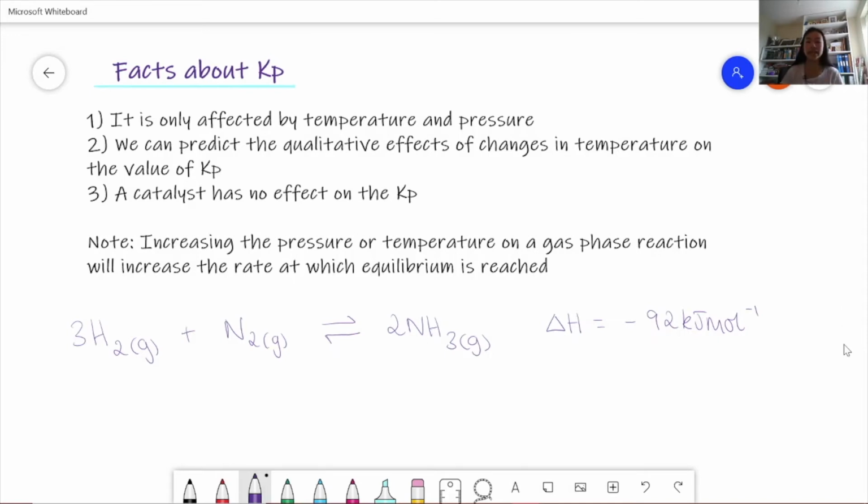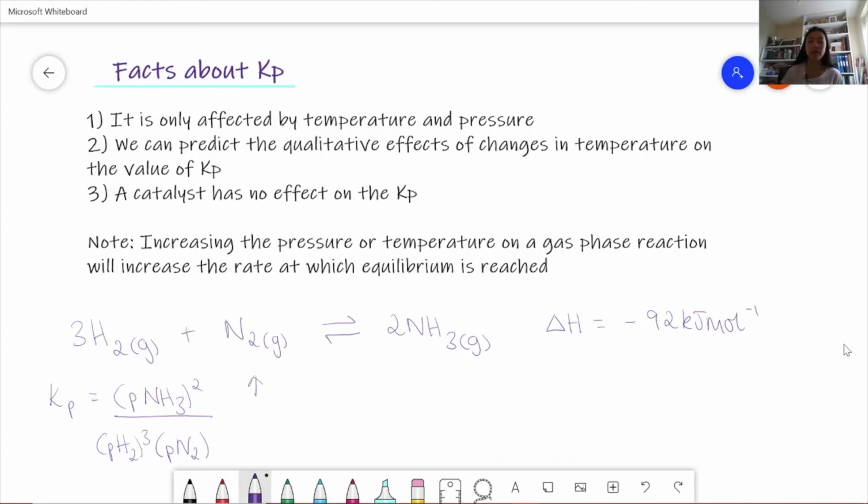So looking at Kp, Kp is equal to the partial pressure of the ammonia squared over the partial pressure of hydrogen cubed multiplied by the partial pressure of nitrogen. So if the equilibrium has favoured the back reaction, that means that the bottom of the fraction will be a lot bigger than the top, and so Kp will be quite small.